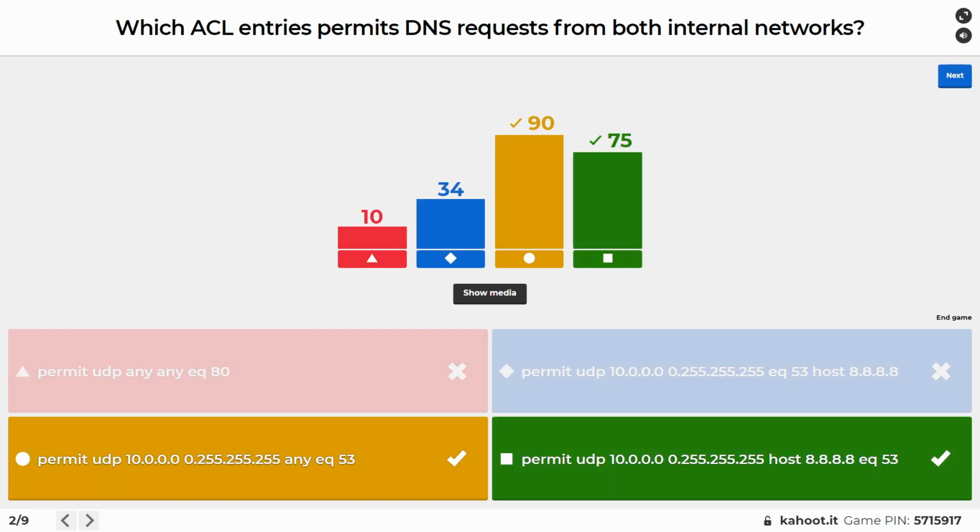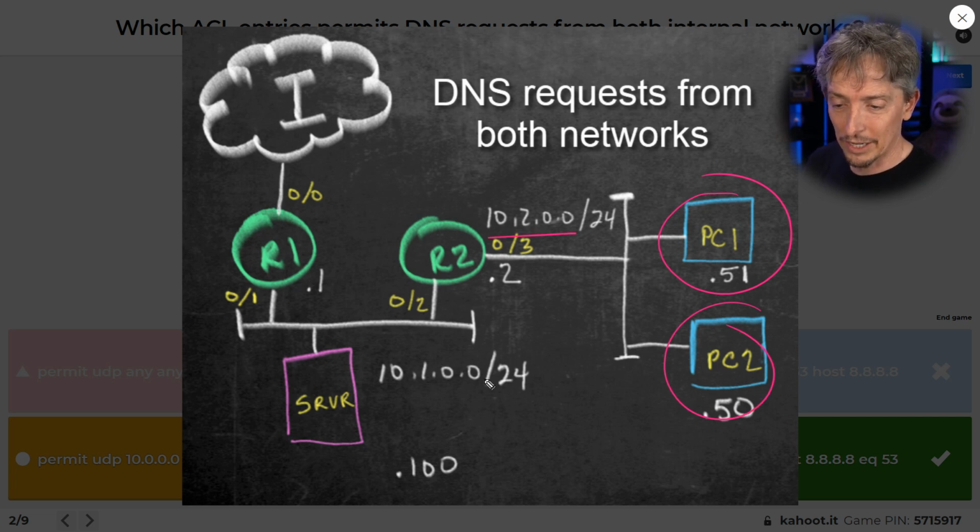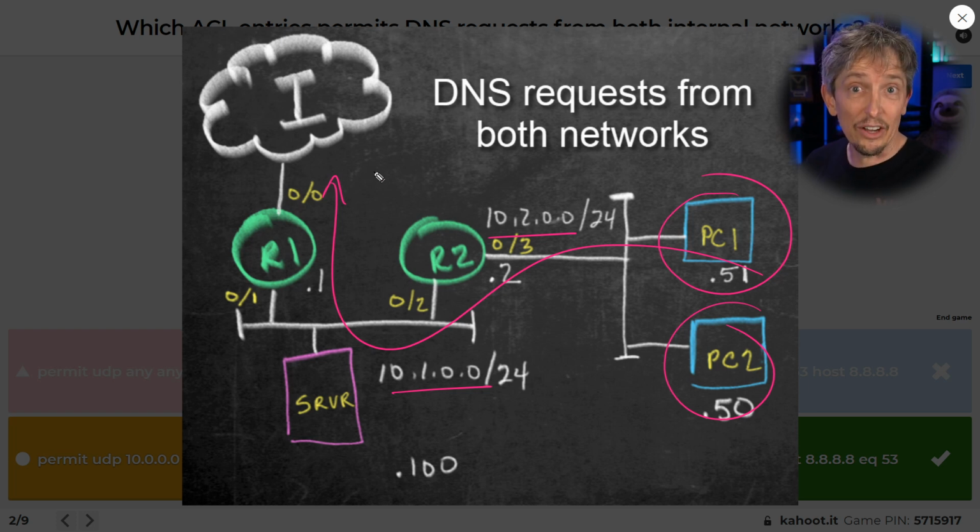Okay, which ACL entries permit DNS requests from both internal networks? Well, let's take a look. If we're looking at a DNS request from the 10.2 network and the 10.1 network, that would be going out like this if the DNS server is out in the cloud, like a public DNS server. And the DNS request would be UDP based. A DNS request is always UDP based.